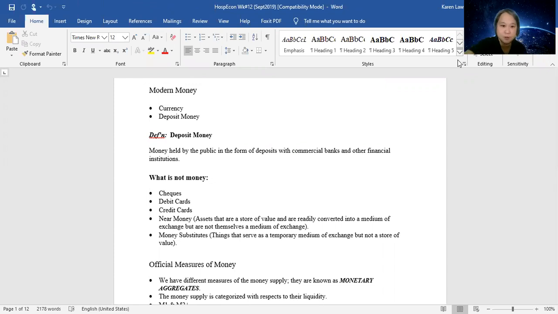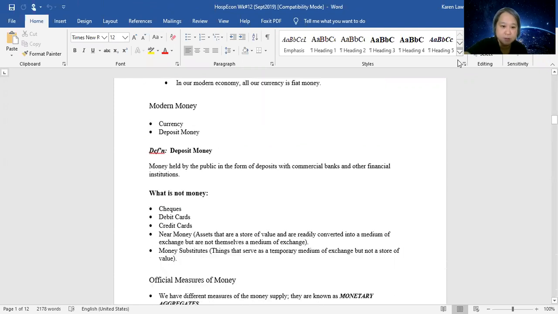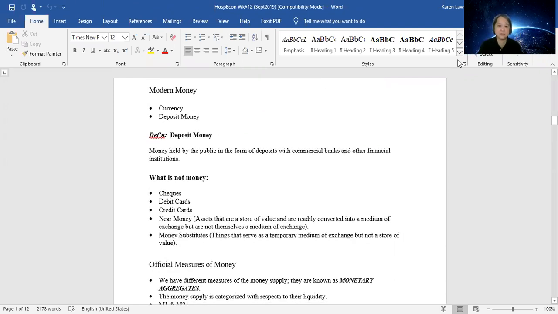Okay, so moving along here, I want to talk about our modern money. Our modern money today is made up of two things: currency, which is money in your jeans, in your purse, and deposit money. Deposit money are basically our bank accounts that we have allocated to use as our spending. So I would say our deposit money would be the bank account that is linked to your bank card or your debit card.